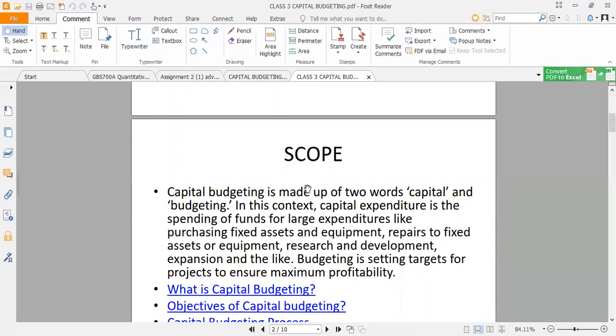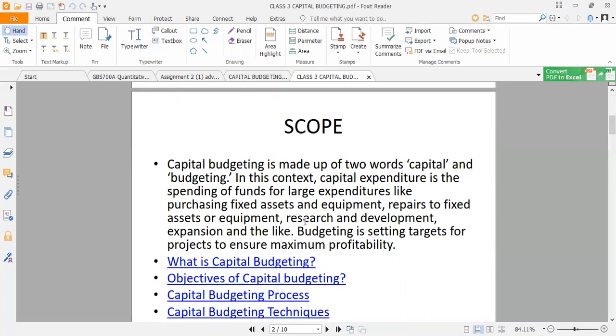So capital expenditure is the spending of funds for large expenditures, like purchasing fixed assets and equipment, repairs to fixed assets or equipment, research and development, expansion, and the like.